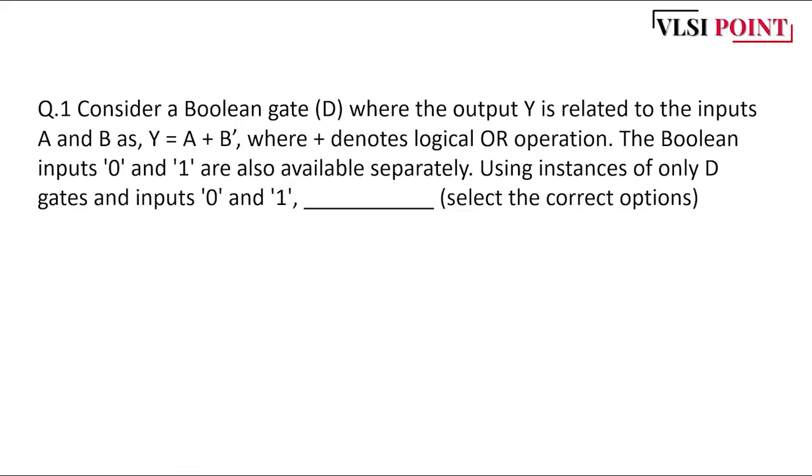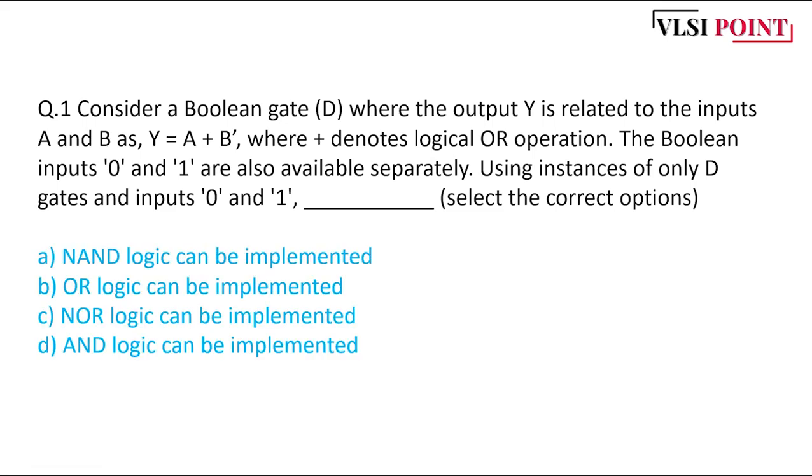Question number 1. Consider a Boolean gate D where the output Y is related to the inputs A and B as Y equals A plus B bar, where plus denotes the logical OR operation. The Boolean inputs 0 and 1 are also available separately, using instances of only D gates and 0 and 1 as inputs. Select the correct options. We'll see the options. First is NAND logic can be implemented. Second, OR logic. Third, NOR logic. Final, AND logic.